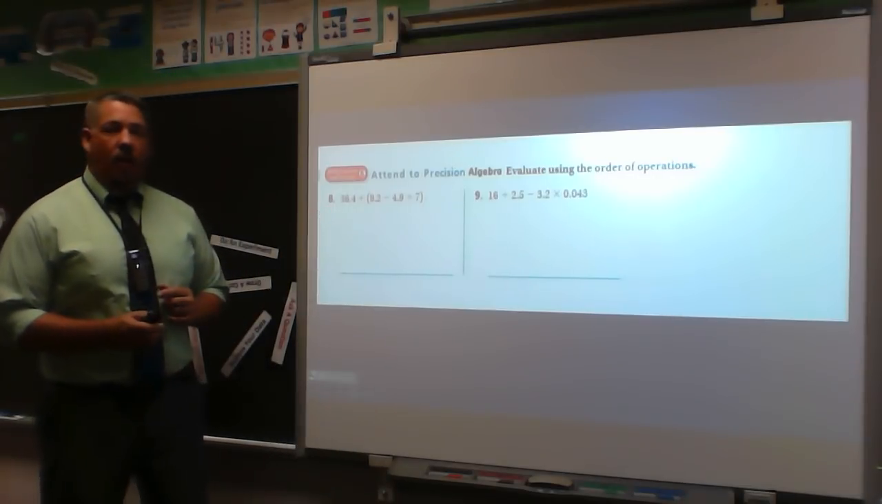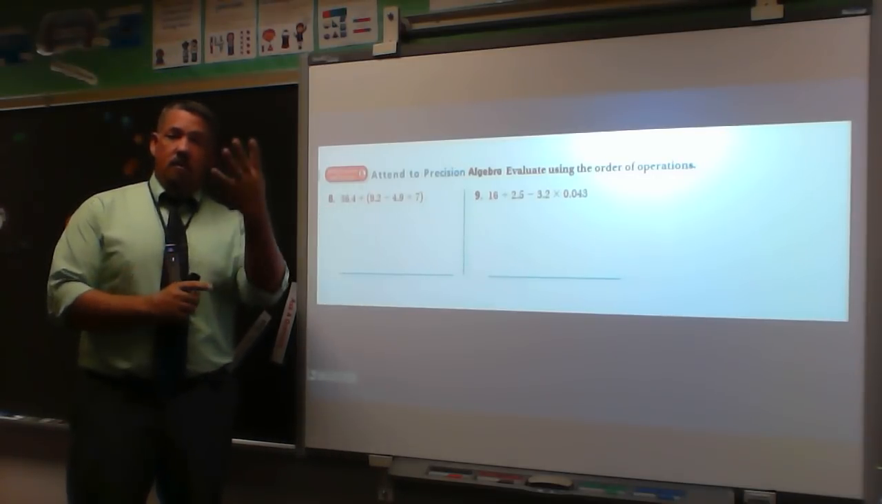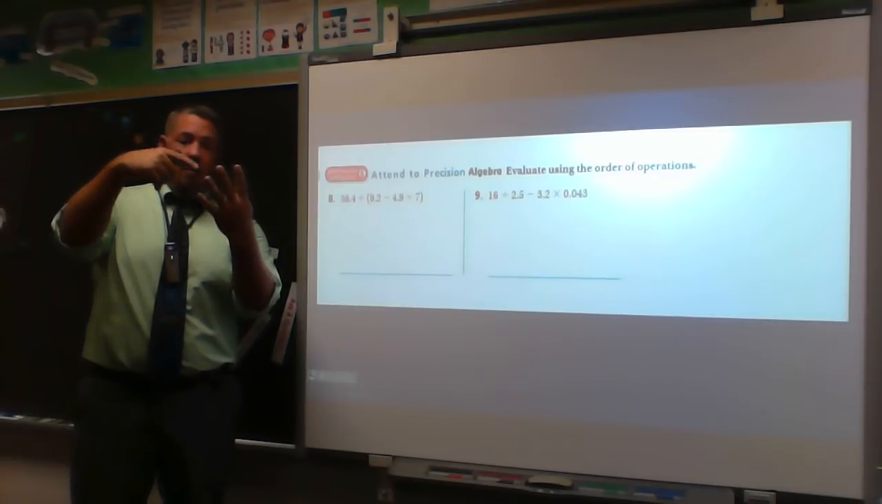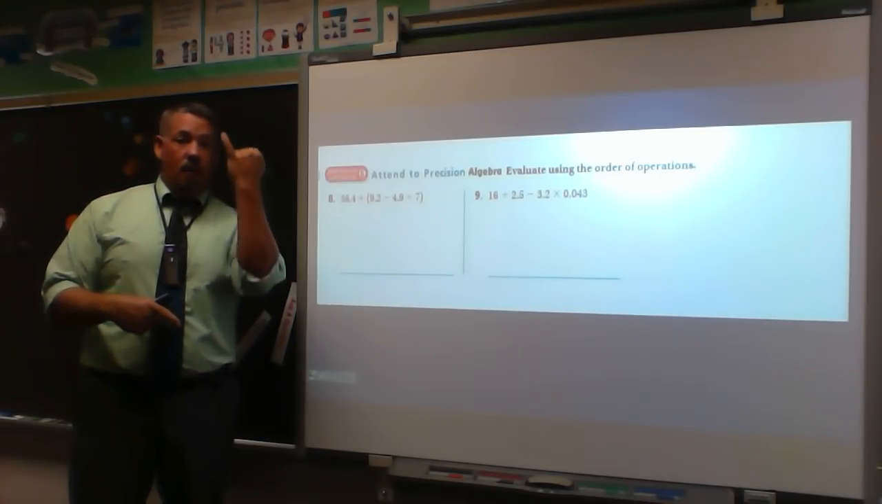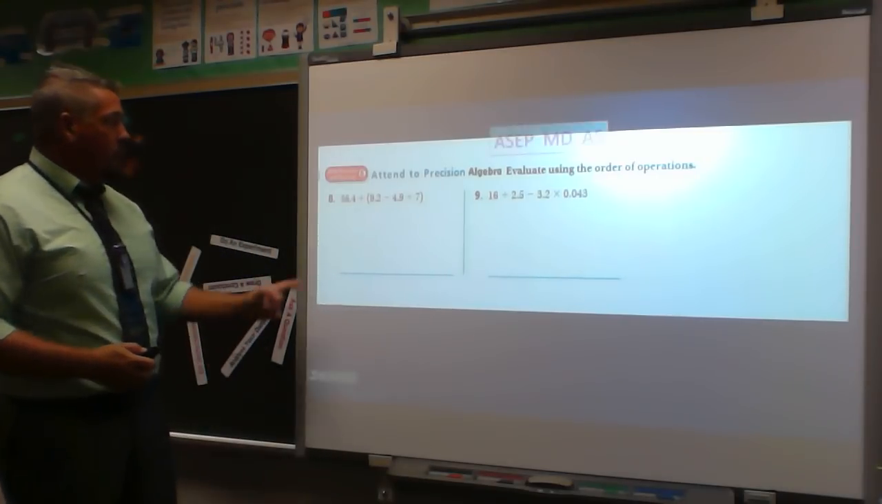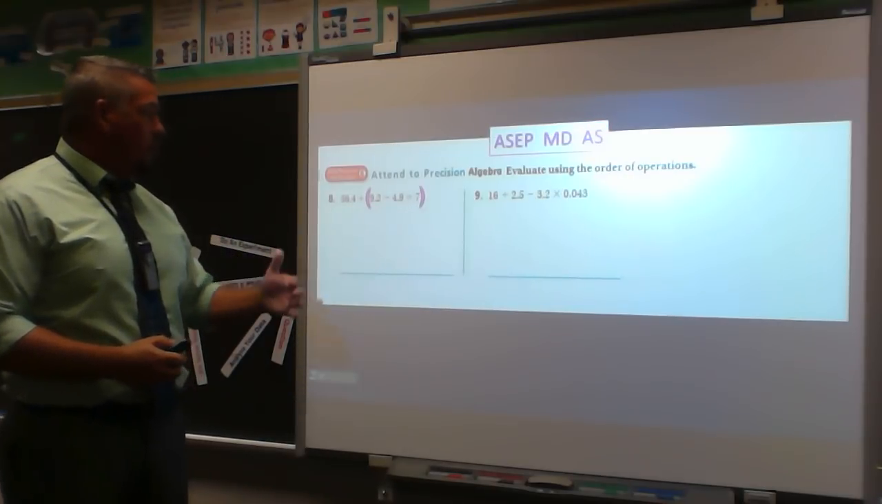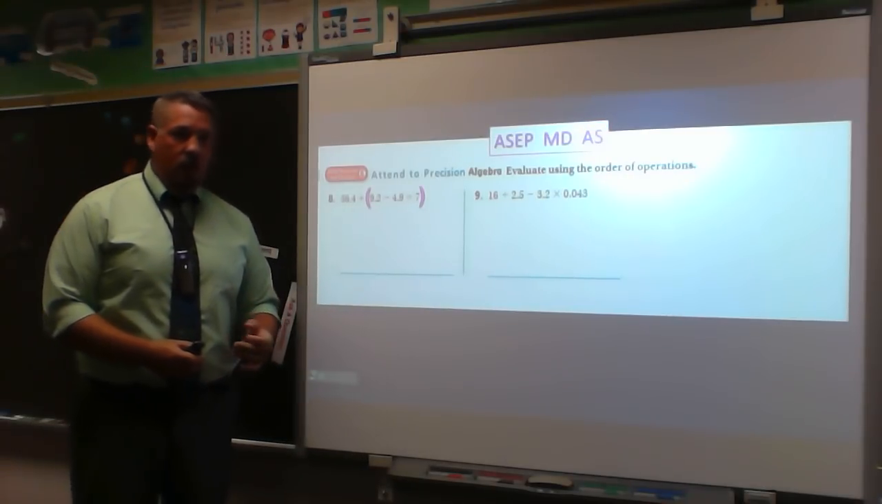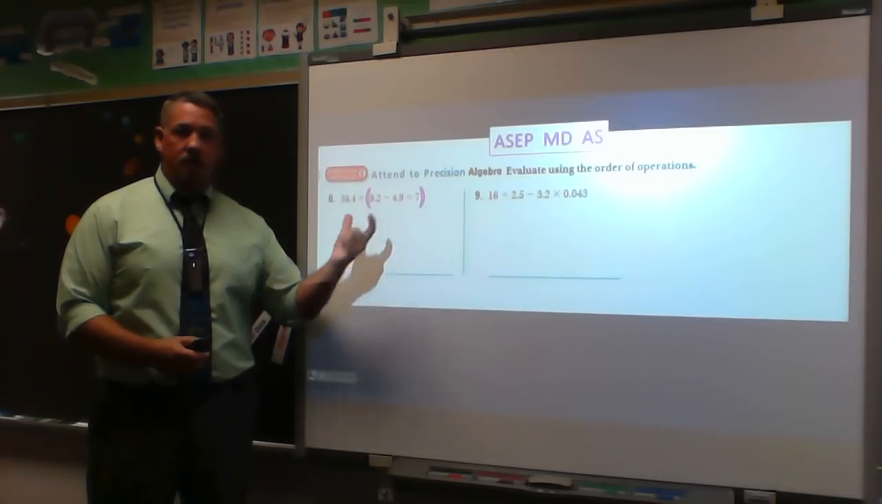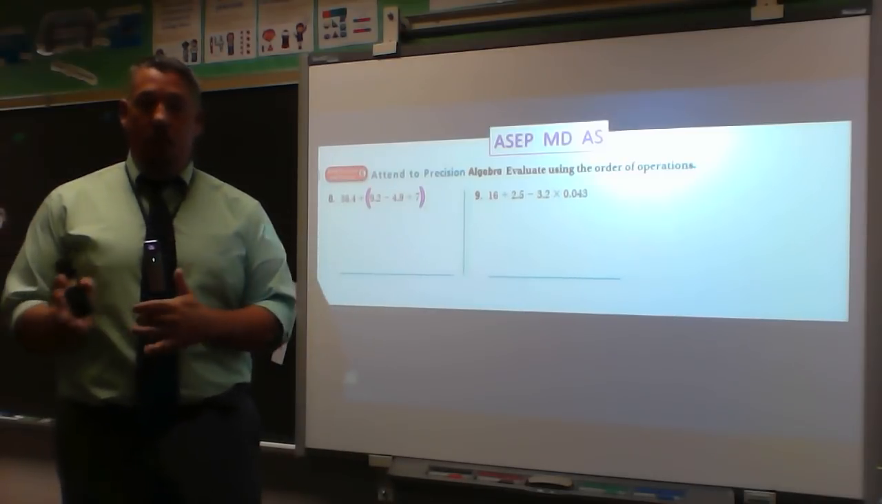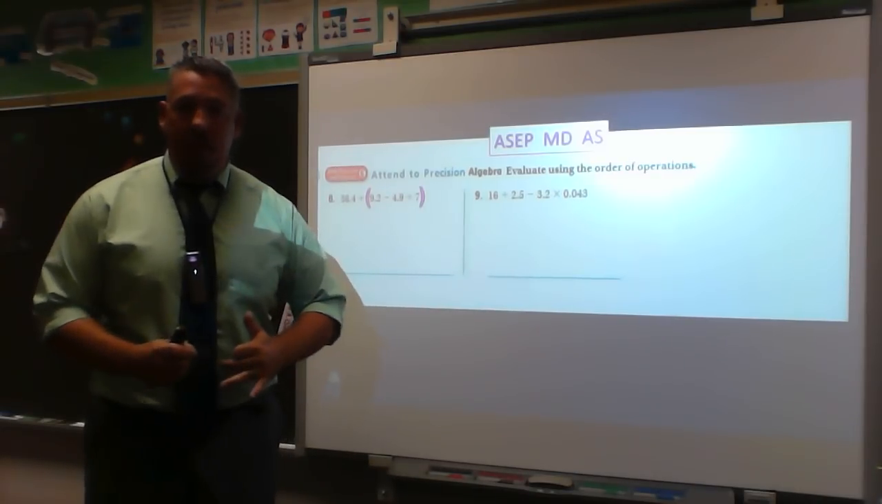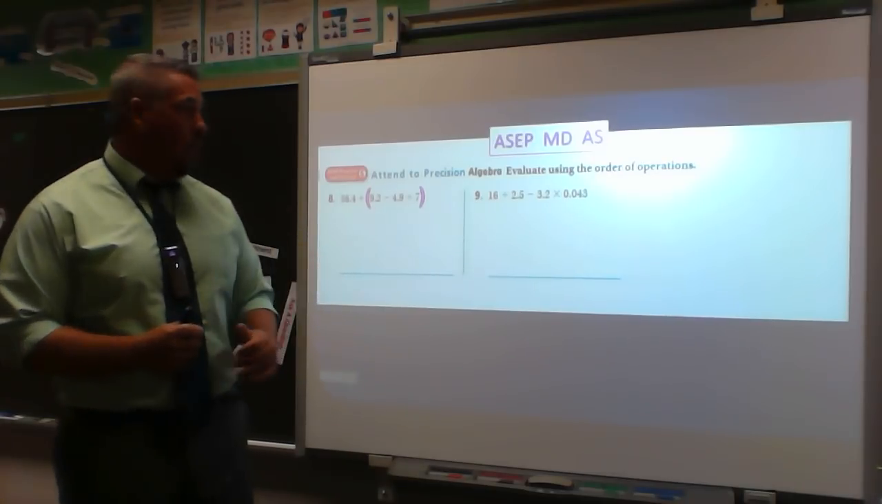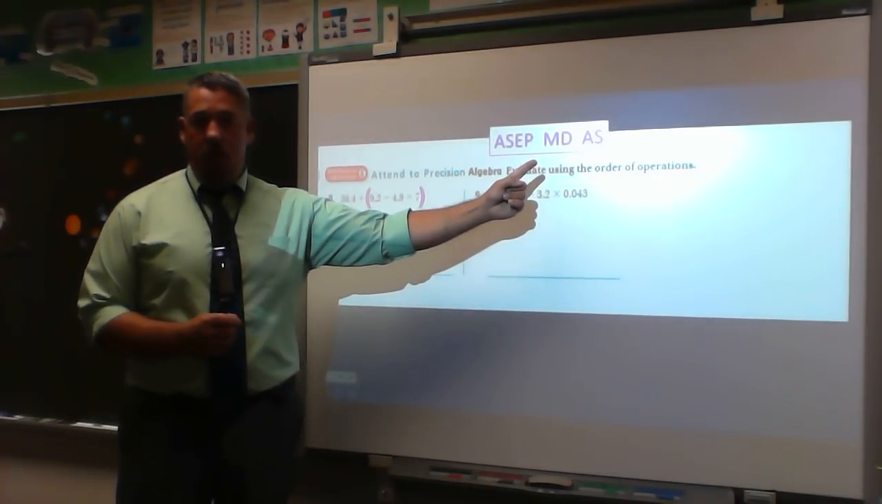So number 8. Absolute value, square roots, exponents are not there, so I'm left with my parentheses. I'm going to do that step first. But notice, I've got 2 math steps. When we read, we go from left to right. When I do math, I don't go from left to right. I go by my order of operations.